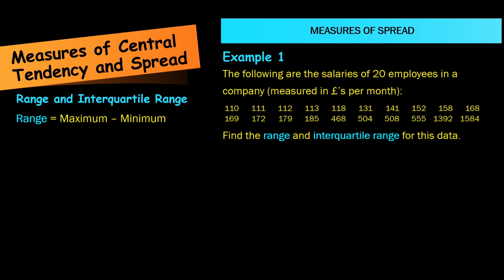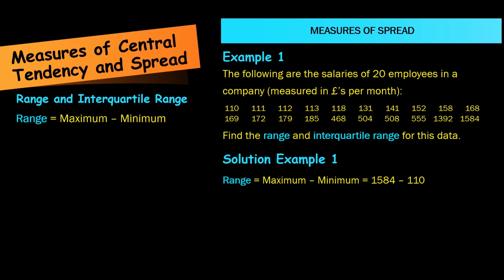Let's now have a go at an example. Pause the video and have a go. Press play when you're ready to view the solutions. So let's solve this. We have the salaries of 20 employees in a company given on your screen. These are measured in pounds per month. Find the range and interquartile range for this data.